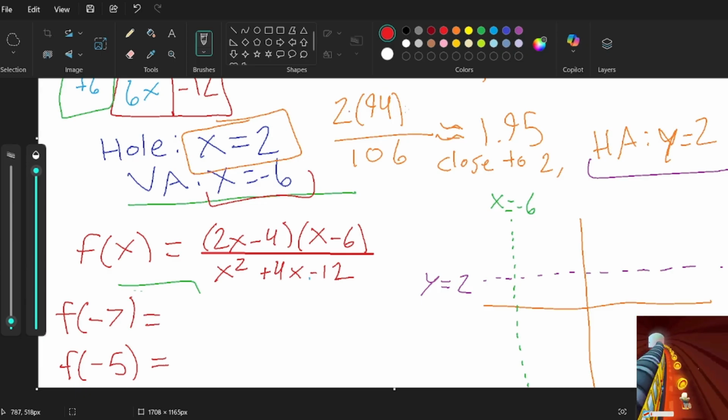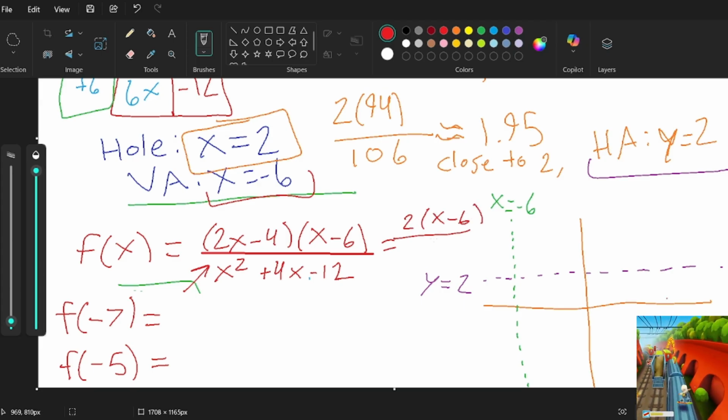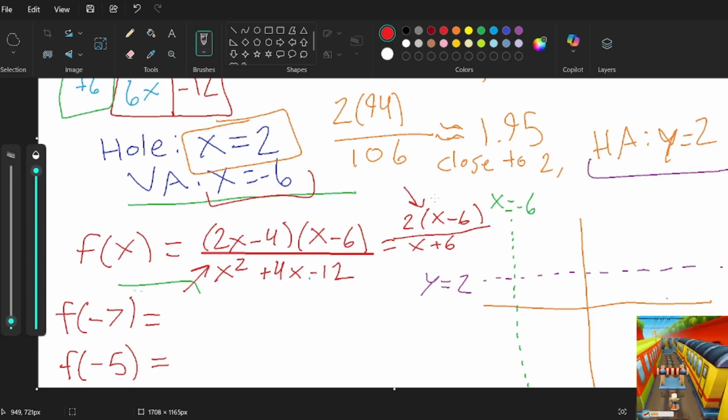So I could very well just plug this into this function, right? I could just plug it into the 2x minus 4 times the x minus 6 all over x squared plus 4x minus 12. Or, what we simplified to earlier, we could plug that into 2 times x minus 6 over x plus 6. You're going to probably see a function more like this one on your test, like that you're actually going to have to graph.